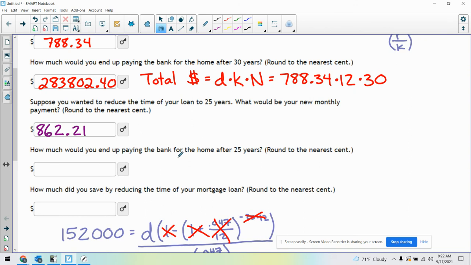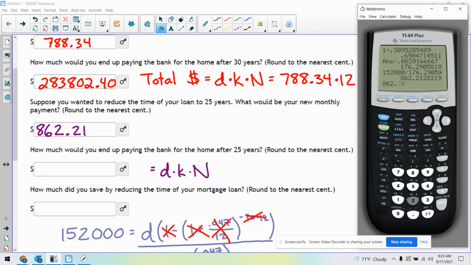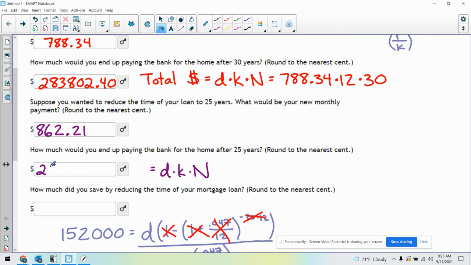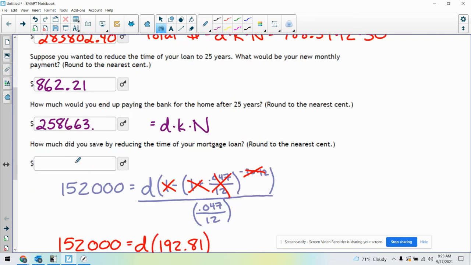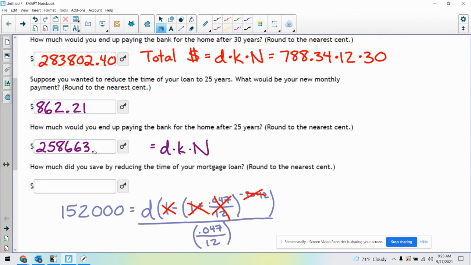All right. Same thing. Our payment is higher because we reduced the length of the loan. We had to pay more to cover the same price in fewer years. So for total money, we're just going to do our payment times 12. Remember, this is D times K times N. So we're going to do 862.21 times 12, but now we're only doing it for 25 years. It should be less: $258,663. About $25,000 less, roughly.